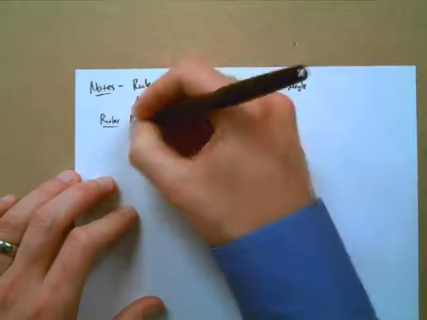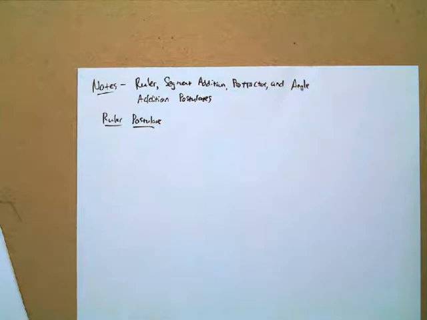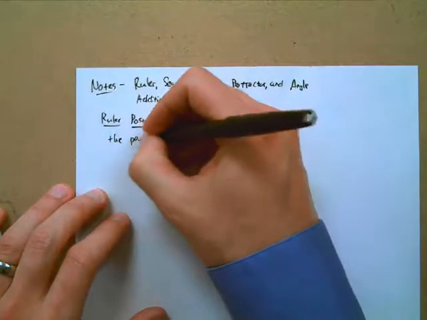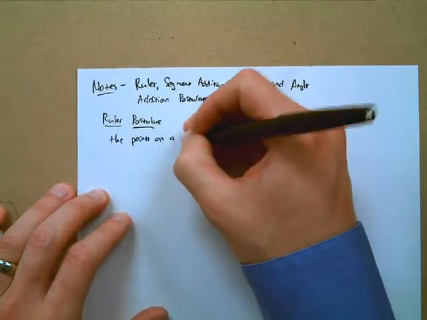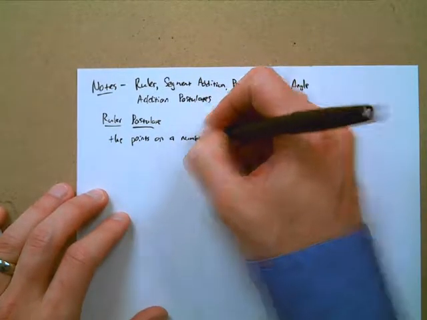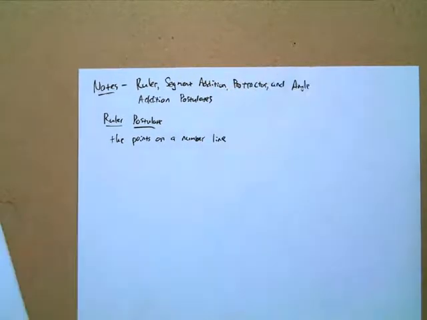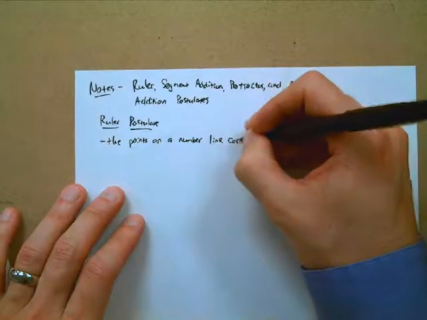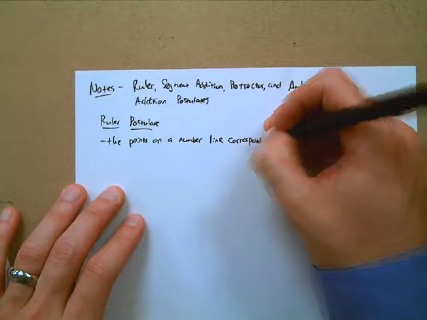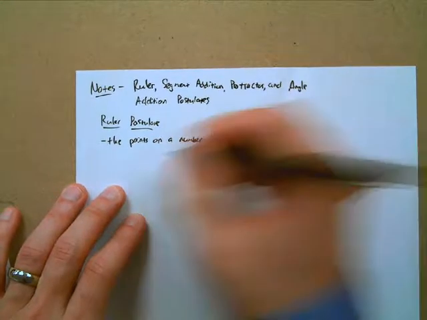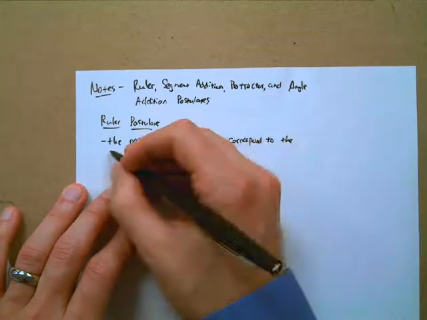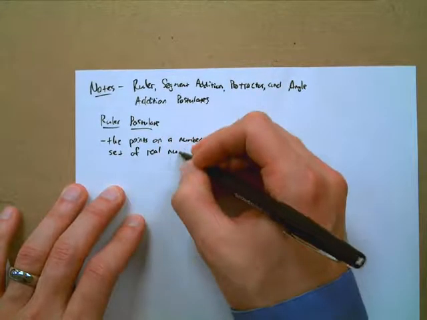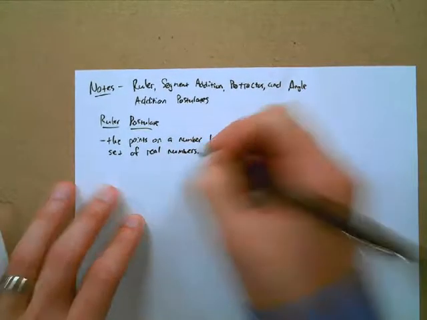Okay. Says a few things. The points on a number line. Okay. The points on a number line correspond to the set of real numbers. Okay. Points on a number line correspond to the set of real numbers. So again, we're talking about the number line.